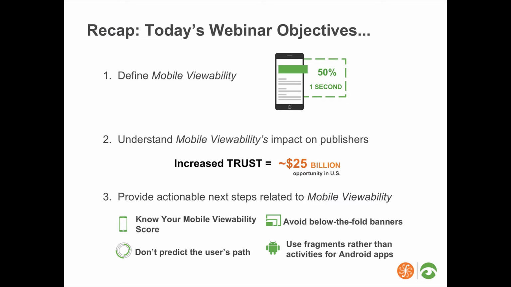Number 3, provide actionable next steps that publishers can implement immediately following this webinar. And let's just review those one more time. First, know before you go. Know your viewability score. Just call your Millennial account manager to get started on that process. Second, avoid below-the-fold banners. Third, don't try to predict the user's path and only show ads when they're viewable to the user. And lastly, when developing on Android, use fragments rather than activities wherever possible.